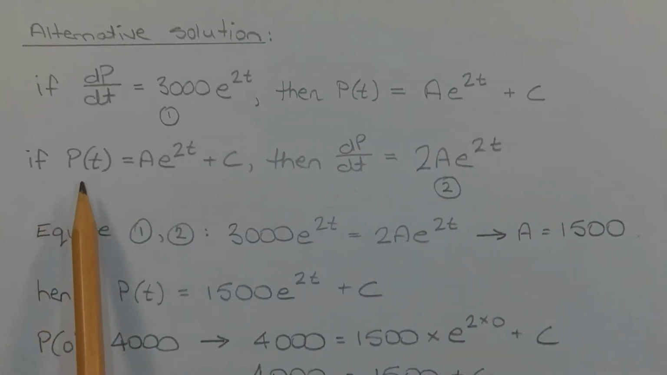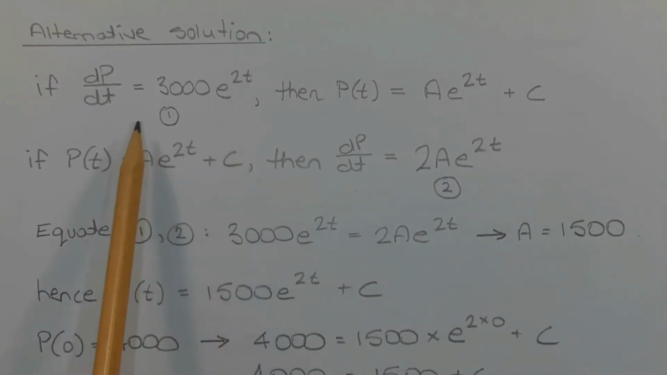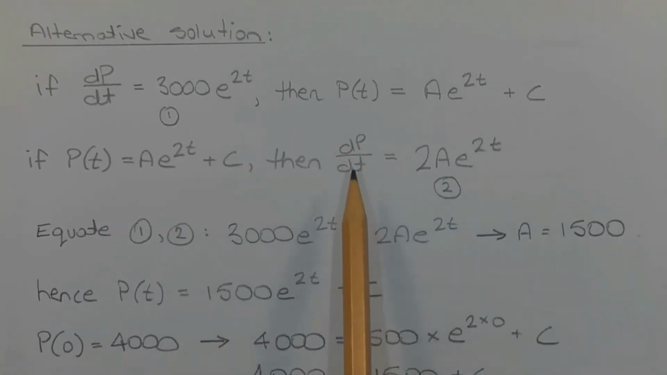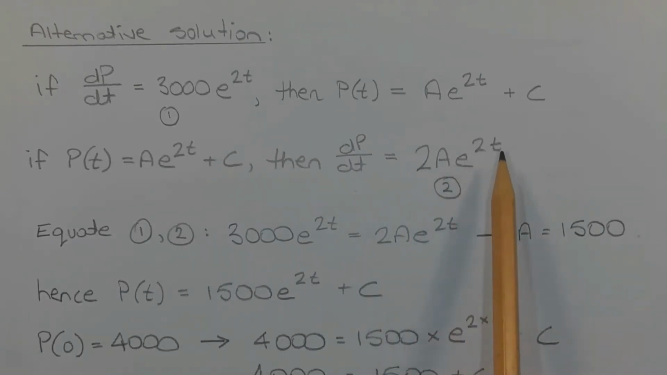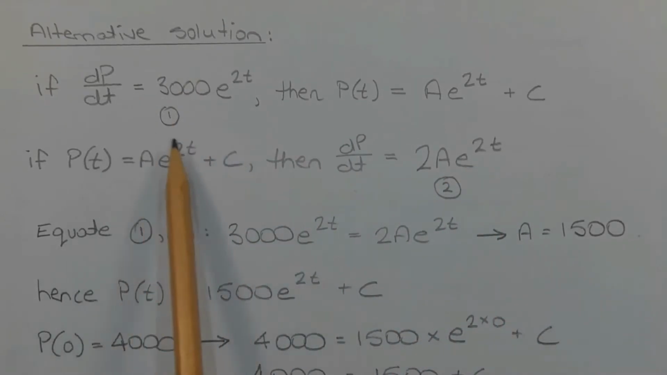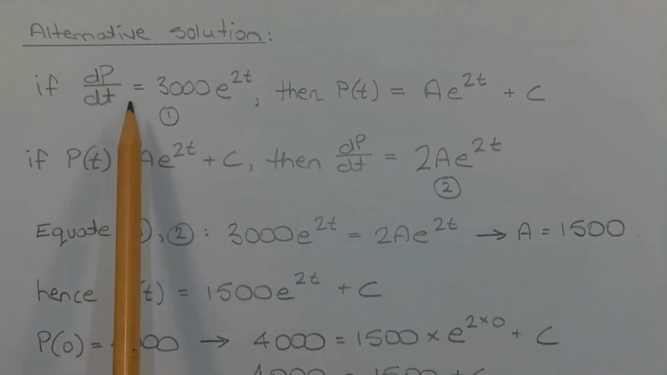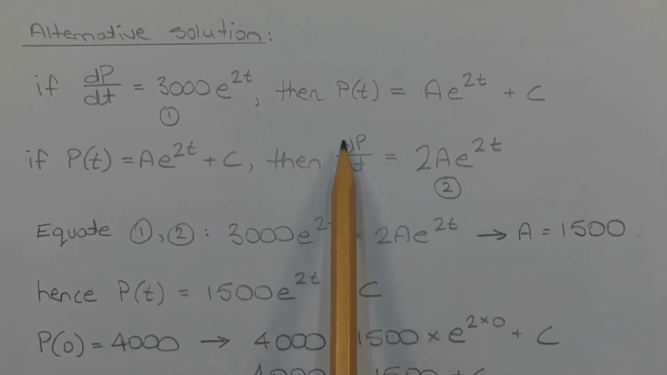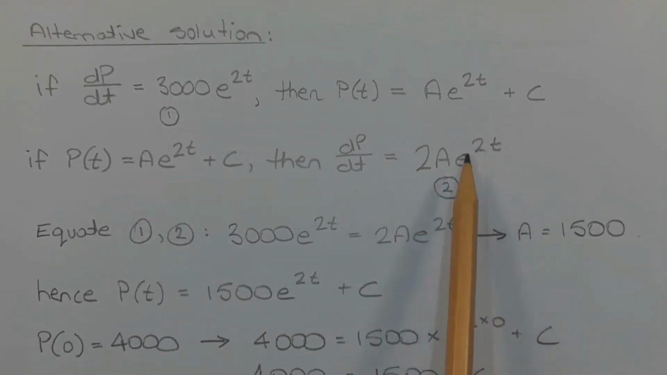So if p of t is equal to a times e to the power of 2t plus c, and we differentiate this function with respect to t, then dp dt is equal to 2 times a times e to the power of 2t. I've called these equation number 1 and equation number 2. Notice that we have dp dt equals 3000 times e to the power of 2t, but we also have dp dt is equal to 2 times a times e to the power of 2t. Notice that the two forms are similar.